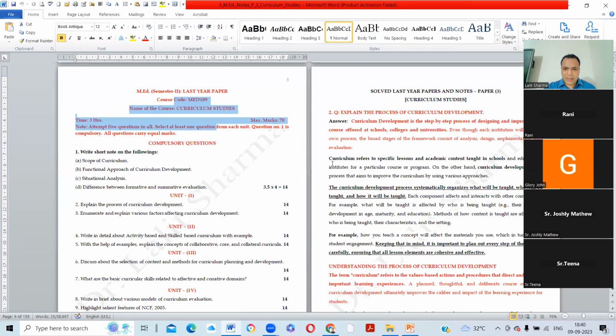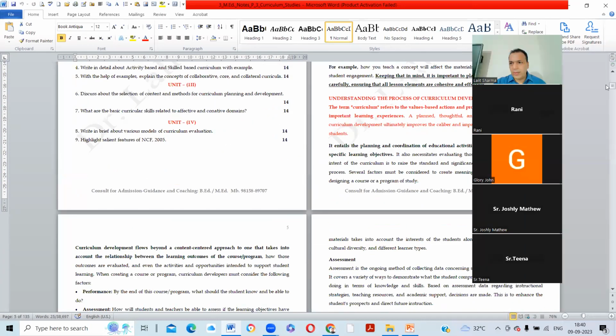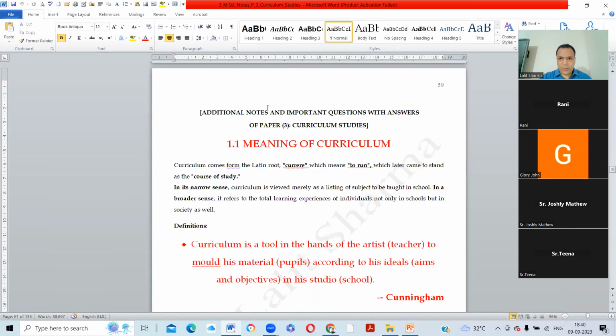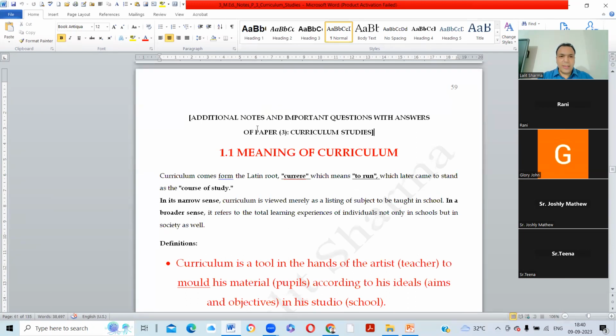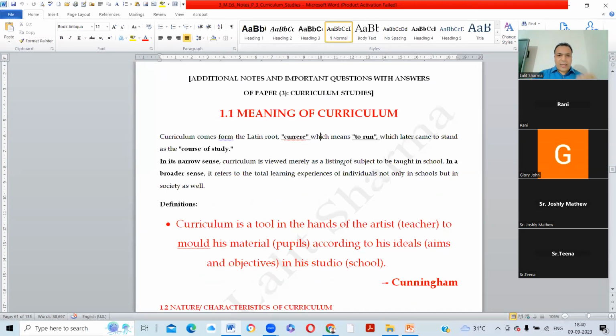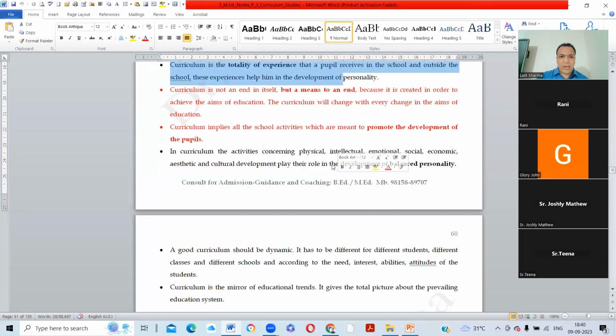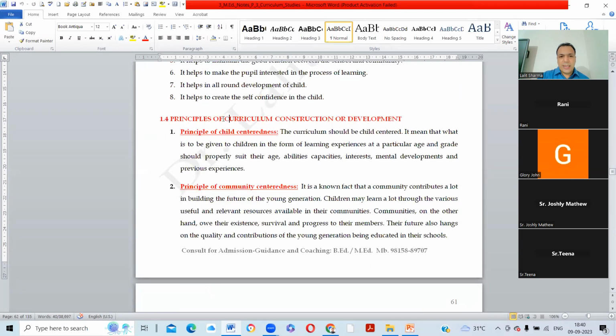So I'll start directly from this. From page 59, where it is written additional notes and important questions with answer of paper 3. Right, guys? So from here, I want to start. Okay. So it is covering your last year paper as well as syllabus. Meaning of curriculum we have done. Cunningham's definitions we have done already. It was in the PPT, and now it is in the notes. Nature and characteristics of a curriculum we have done. Need and importance of curriculum we have done. Principle of curriculum construction, ये देखो, it is written in the notes ना, so we are done.